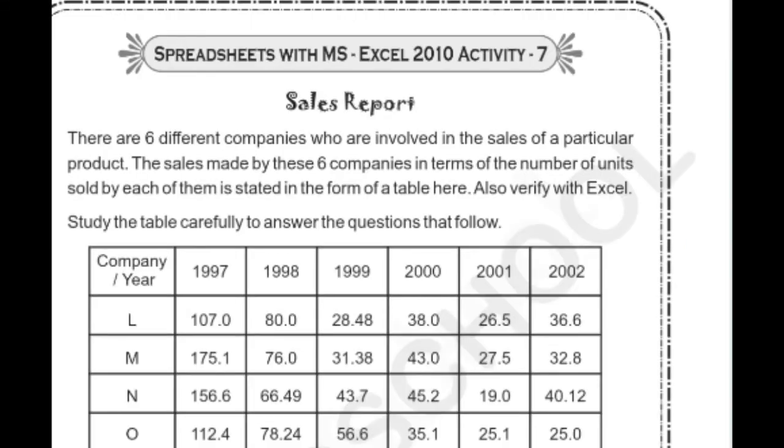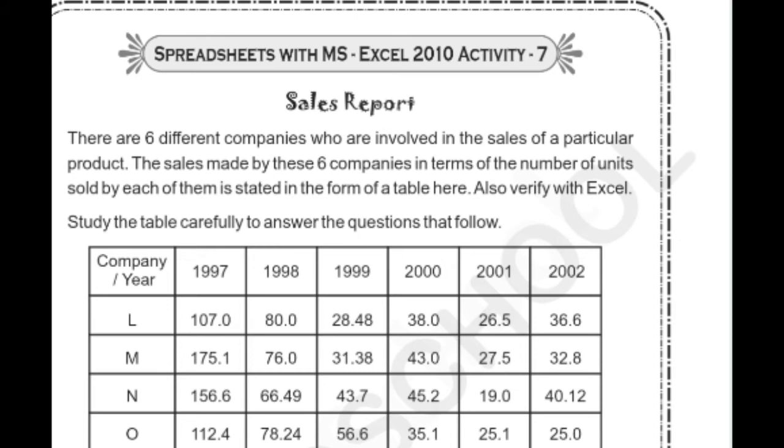This is the sales report activity. There are 6 different companies who are involved in the sales of particular products. The sales made by these 6 companies in terms of the number of units sold by each of them is stated in the form of a table here. Also verify with the Excel. Study the table carefully to answer the questions that follow.